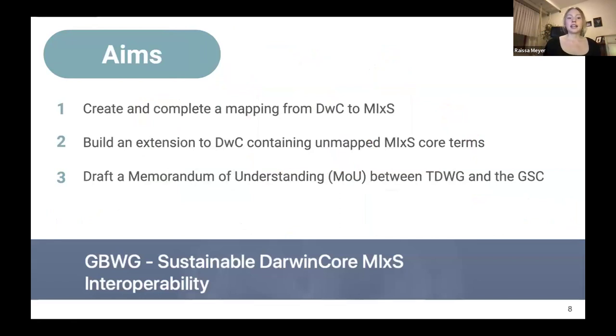The main aim was to create and complete a mapping from Darwin Core to MIxS. So I think that is the most relevant here. Throughout the work that we did, we also realized that we needed an extension because some of the terms could not be mapped. We also saw a huge opportunity of not only creating the mapping, but also making sure that a communication line is formed between the standards organizations. We addressed that by creating a memorandum of understanding between the two standards organizations.